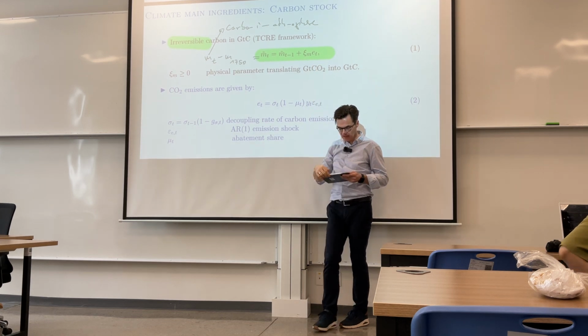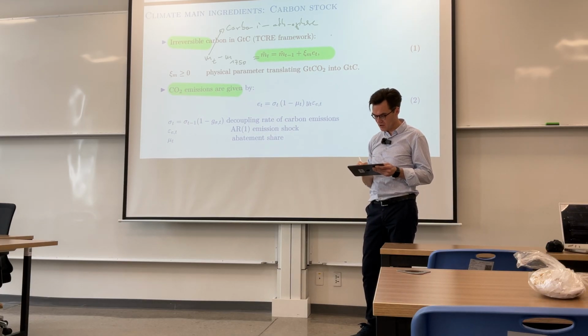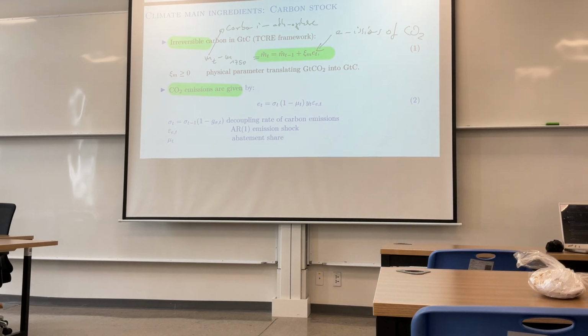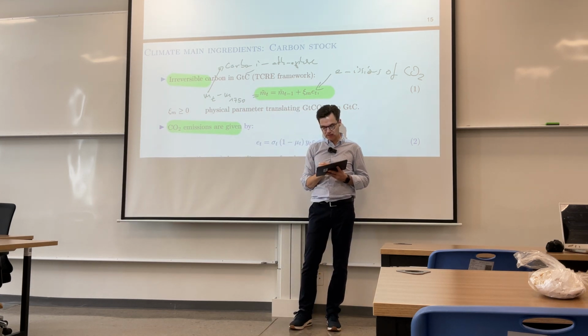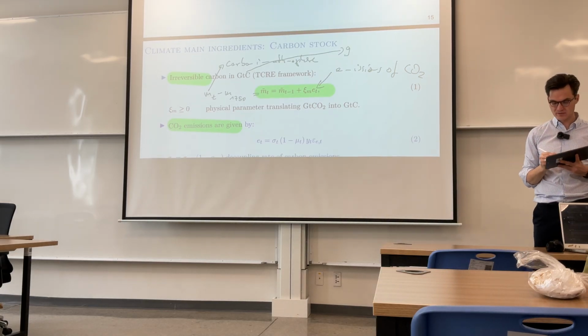So E are the emissions of CO2 in particular. These are the emissions of CO2 into the atmosphere. So there are period T emissions of CO2 that make their way into the atmosphere. Now, the GTC, what does GTC stand for? Those are the units, and GTC stands for gigatons of carbon.